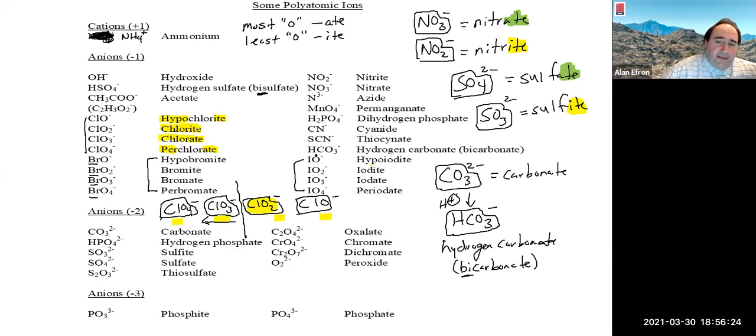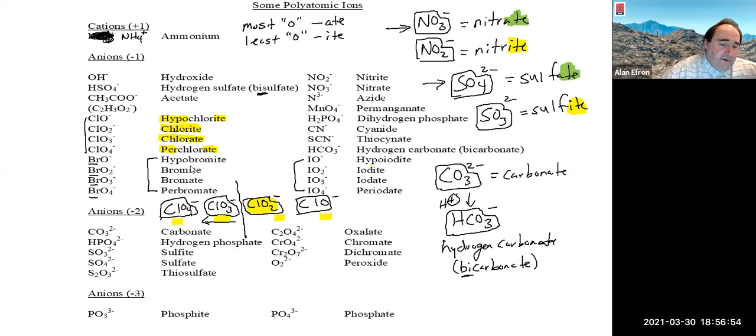Now, a good way sometimes people will remember these is they may just go, all right, I'm just going to remember all the ates. And I know the ites will just be 1 oxygen less. So that's a good way sometimes to remember these. Remember all the ates. And if you need the ite, just take away an oxygen, or vice versa, remember all the ites. And if you need an ate, you add 1 oxygen to it. Charge doesn't change. So that's a good way to kind of group them together.